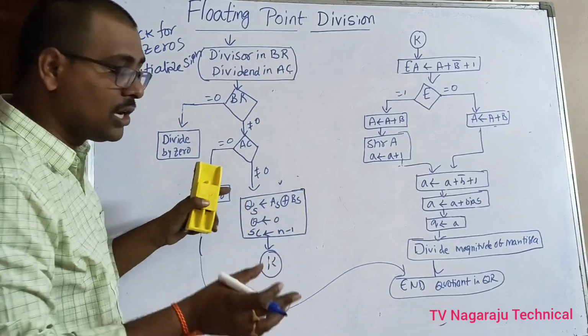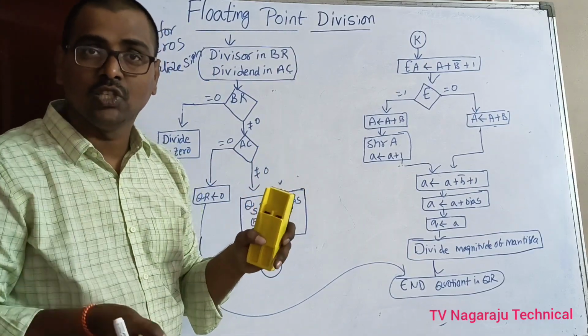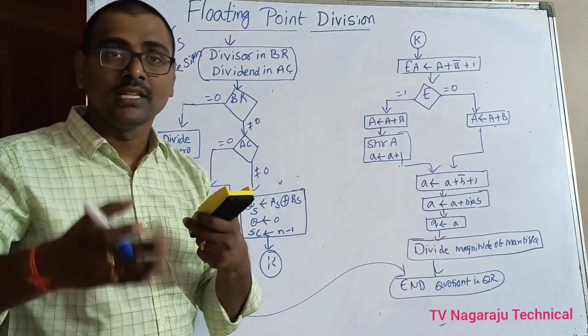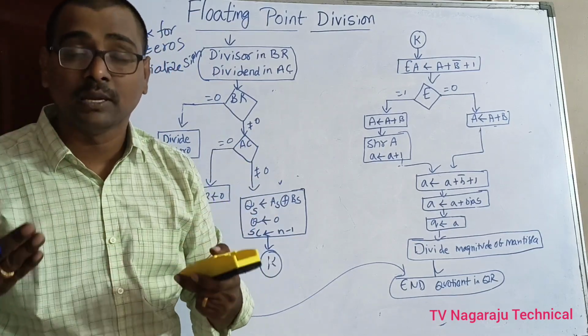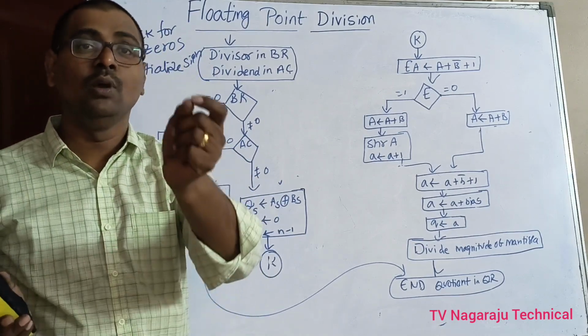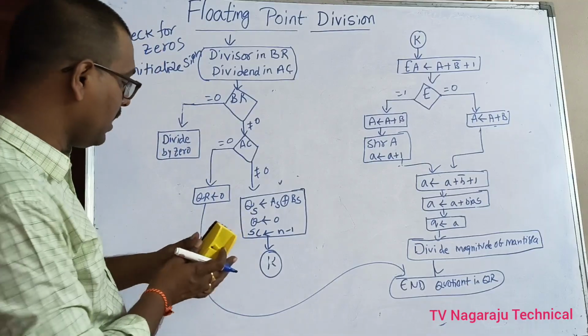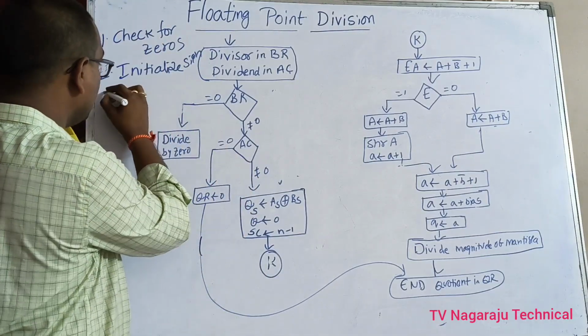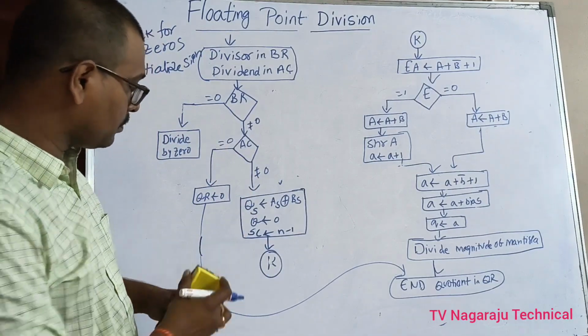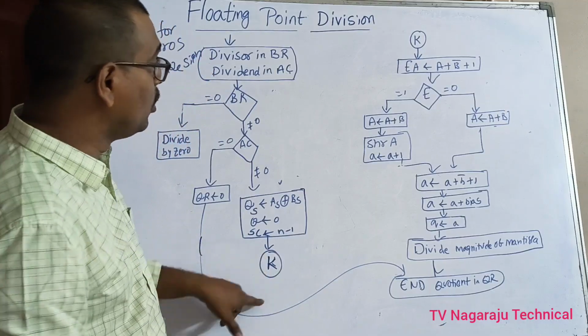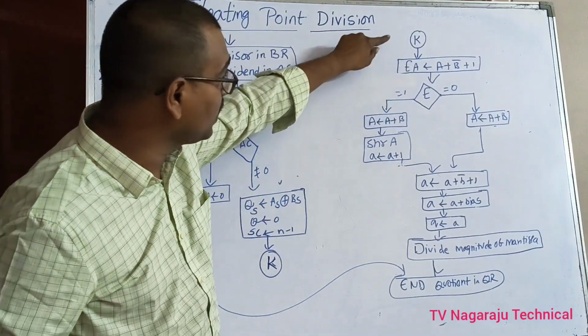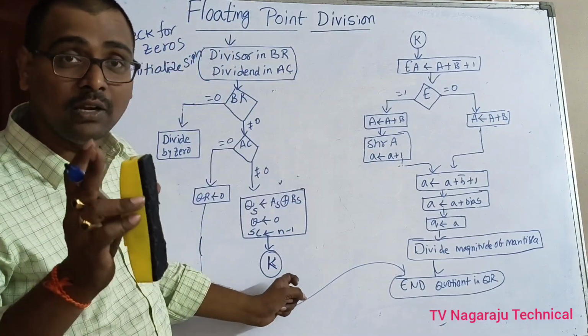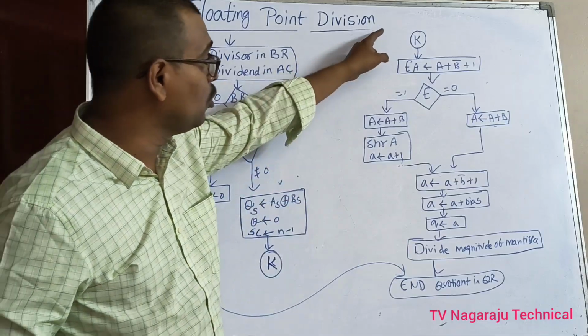Now Q, initially the quotient value is 0, and the sequence counter, that is how many times the loop is repeated, is equal to the number of bits of the dividend. Now initialization is completed. Move to this one. This is a loop connector. So remember, K is not included in the flow chart. This is simply a loop connector.